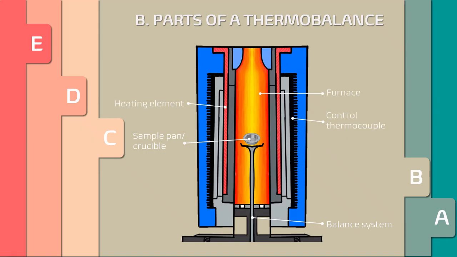The furnace provides a controlled heating or cooling environment for the sample. It's capable of reaching high temperatures, often up to 1000 degrees or higher. And finally, the gas supply. A gas supply system is used to introduce a purge gas, like nitrogen or oxygen, into the furnace to control the atmosphere around the sample.